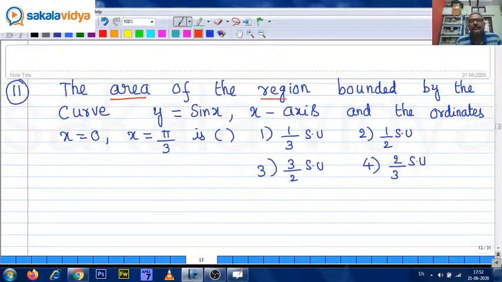Area of the region bounded by the curve y is equal to sin x, the x-axis, and the ordinates x equal to 0 and x equal to pi by 3. Okay.